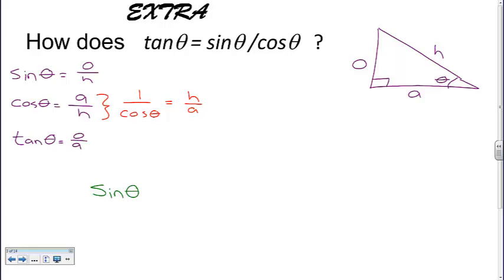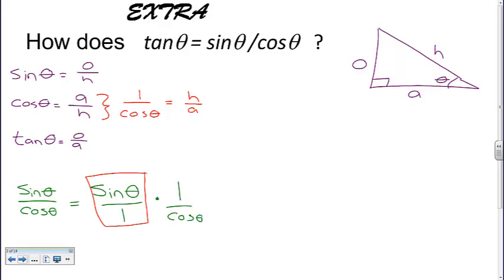Now, I'm going to set up a hypothetical. I'm going to multiply sine of theta by 1 over cosine of theta. Notice I placed sine of theta over 1. If I multiply this together, I come out to a proportion of sine theta over the cosine of theta.